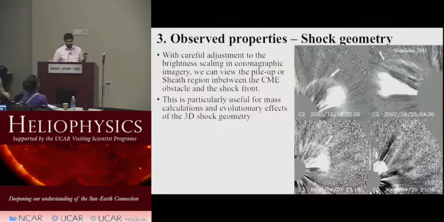So, moving on to shock geometry. Lots of interesting things can be done with this, in particular when you can triangulate. And so you need to be able to look at CMEs from different perspectives, not just at Earth. And that gives you an ability to get an idea of its full 3D structure.